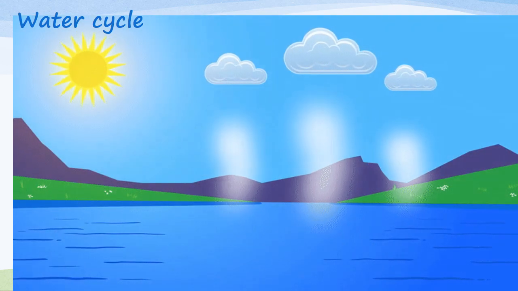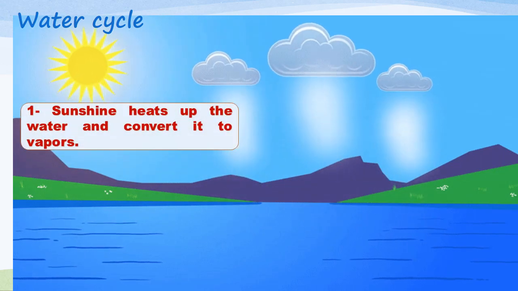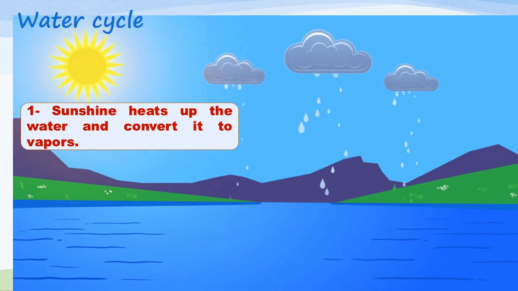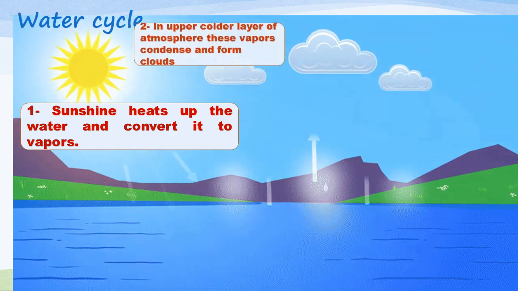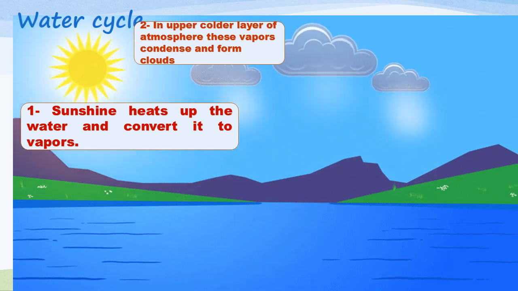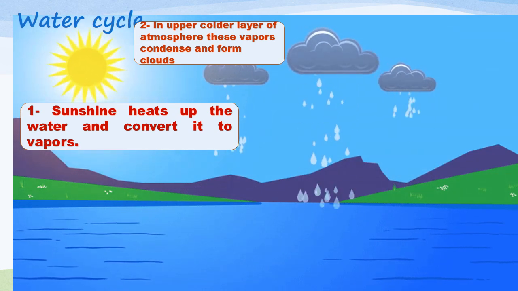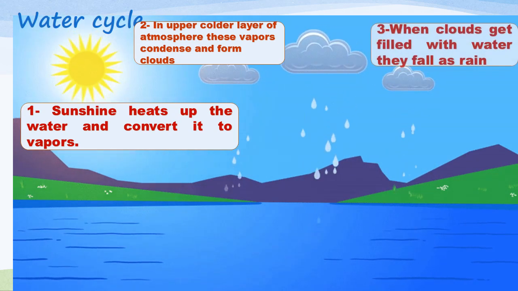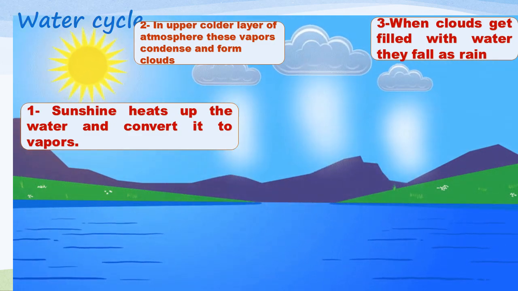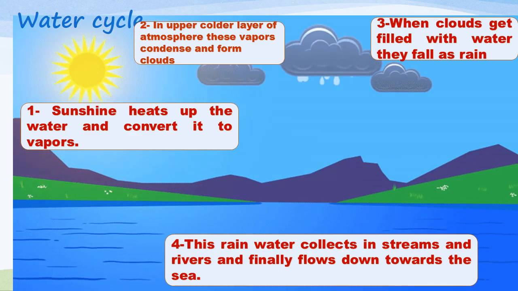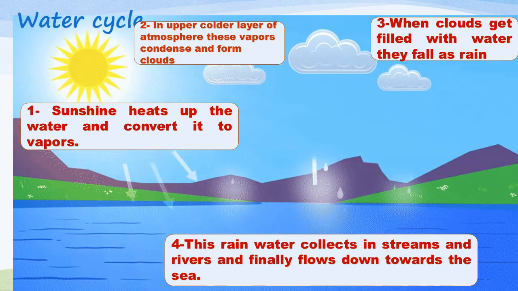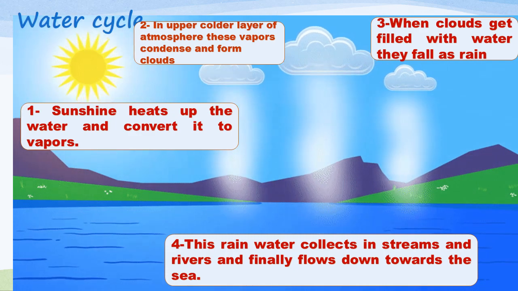In the water cycle, the sun heats up the water and converts it to vapors. When this vaporized water gets to the upper colder layer of the atmosphere, these vapors condense and form clouds. When clouds become filled with water, it falls as rain or precipitation. This rainwater then collects in streams and rivers and finally flows down towards the sea.